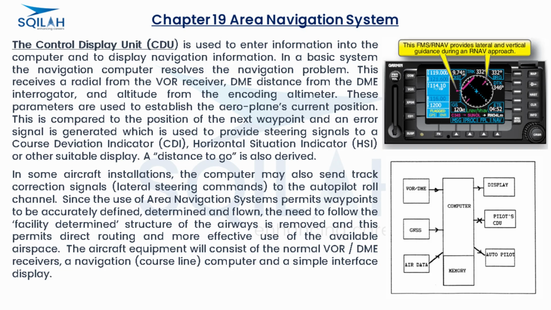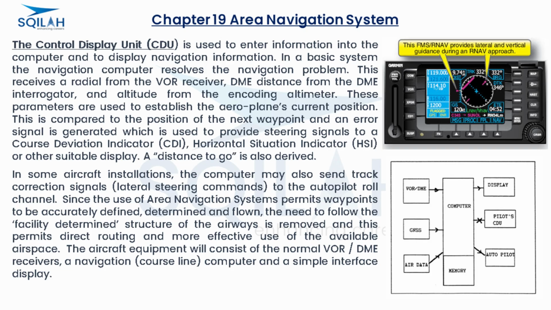In a basic system, the navigation computer resolves the navigation problem. This receives a radial from the VOR receiver, DME distance from the DME interrogator, and altitude from the encoding altimeter. These parameters are used to establish the aeroplane's current position. This is compared to the position of the next waypoint, and an error signal is generated which is used to provide steering signals to a course deviation indicator, CDI, horizontal situation indicator, HSI, or other suitable display. A distance to go is also derived. In some aircraft installations, the computer may also send track correction signals, lateral steering commands, to the autopilot roll channel.